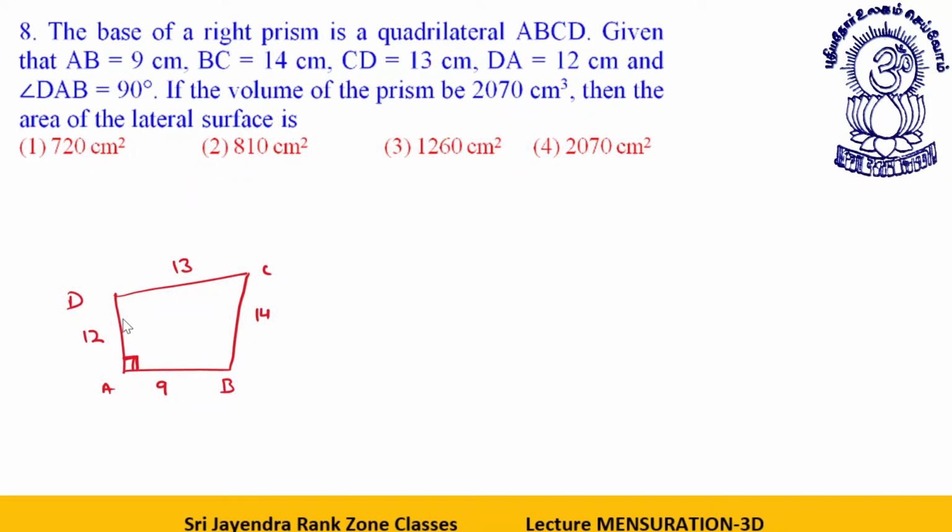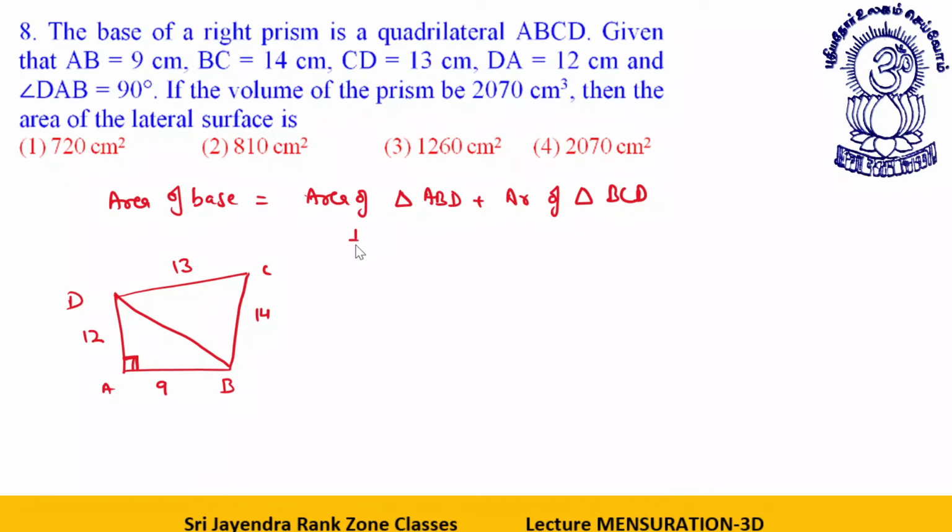We will find the volume, but before the volume, let's find the area of the base. What will be the area of base? Area of base will be area of triangle ABD plus area of triangle BCD. What is the area of triangle ABD? Half into 12 into 9 plus area of BCD. See, this is 9, this is 12, this becomes by this 12 and 9 combined to give you this 15. Okay.